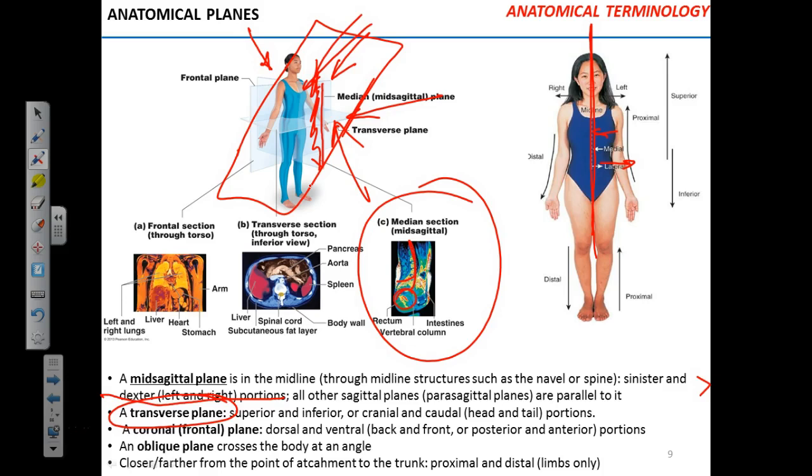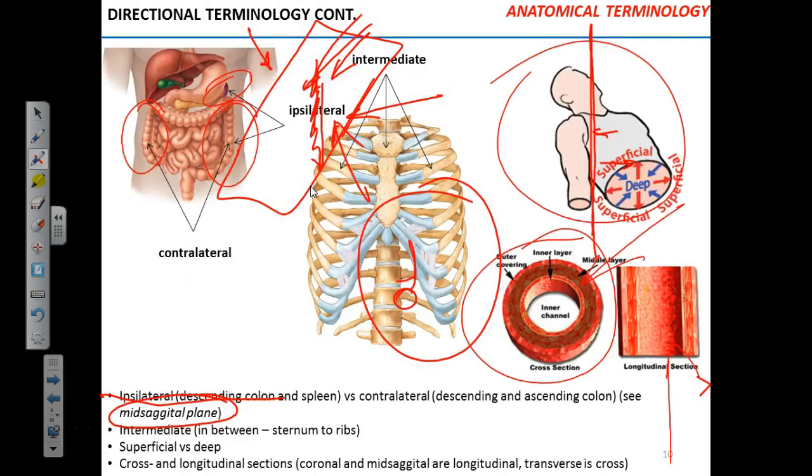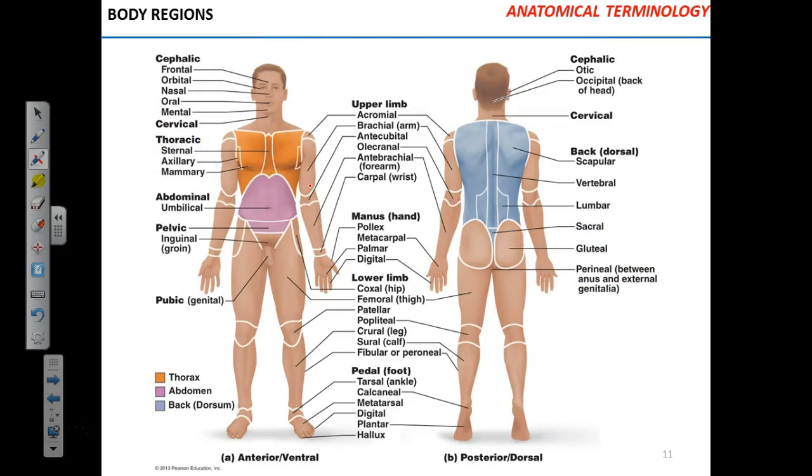And we're going to deal with those structures. We're not going to deal with intestine, but brain, there's going to be longitudinal, there's going to be cross section. Okay? Any questions? No? We can move on? There you go. Body regions.